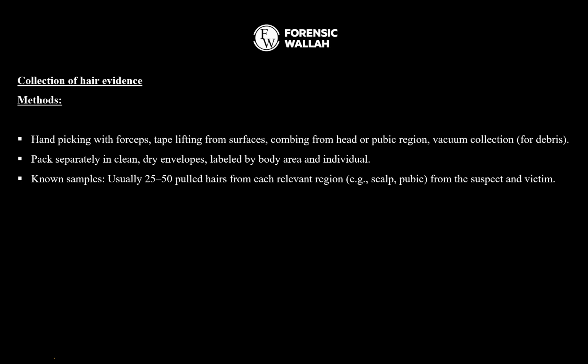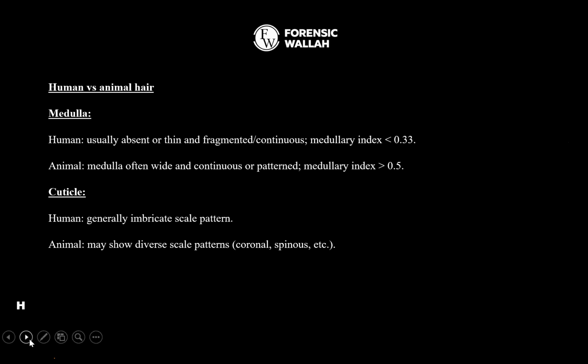Usually, we take around 25 to 50 pulled hairs for the relevant region. For example, from the scalp region and the pubic region, from the suspect and from the victim, we usually collect the hairs to identify and to link the suspect and victim involved in the crime scene.